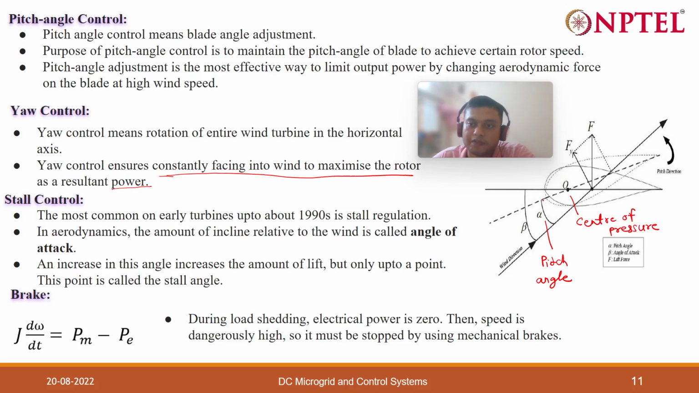So if you make this line passing through the center of pressure and the nose part of the wind turbine, you will see this angle as the alpha angle. And now this beta angle comes into the stall control. Stall control is nowadays not used, and it was the most common on early turbines, that is up to about the 1990s.